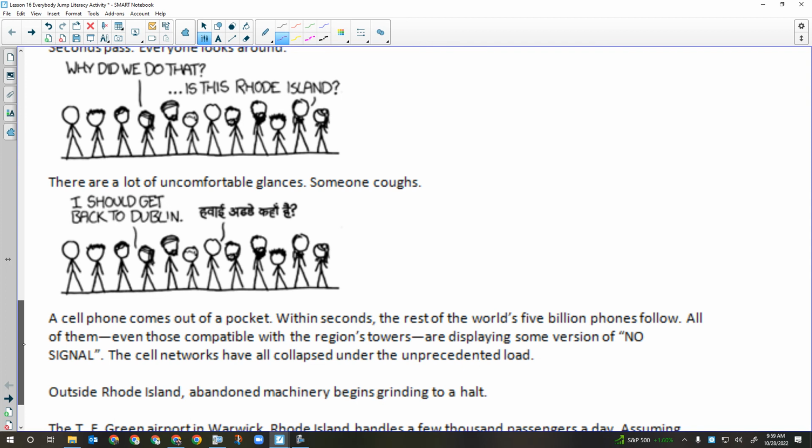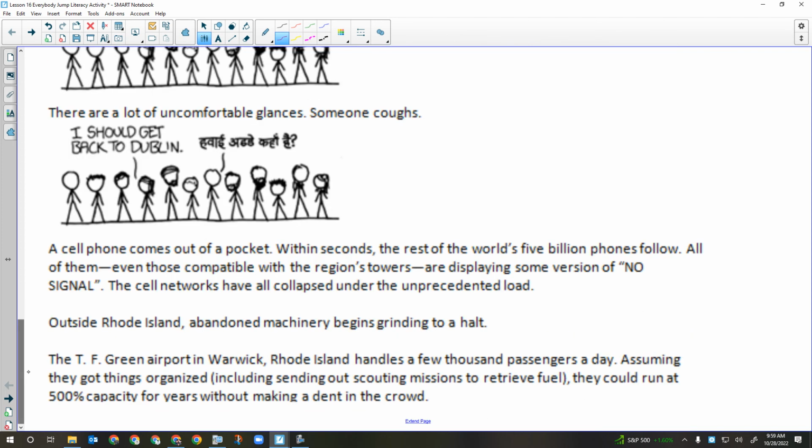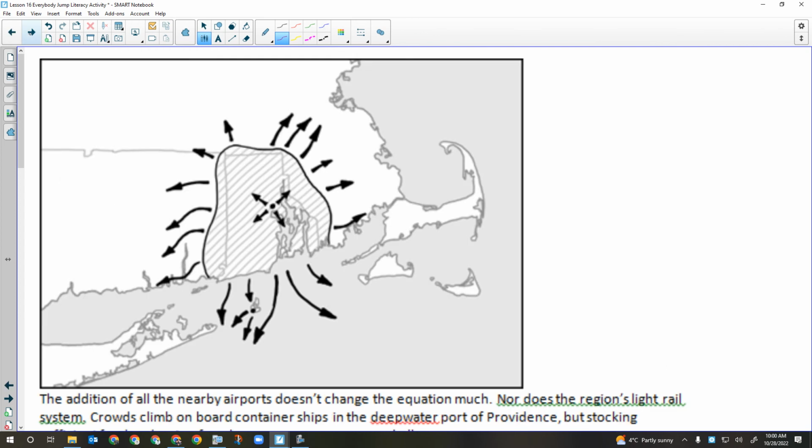So, the airport in Warwick, Rhode Island, handles a few thousand passengers a day. It's kind of like the Red Deer Airport. Like, it's not big. Assuming they got things organized, including sending out scouting missions to retrieve fuel, they could run at 500% capacity for years and make no dent in the crowd of 7 billion people. So the addition of all the nearby airports doesn't change the equation very much.